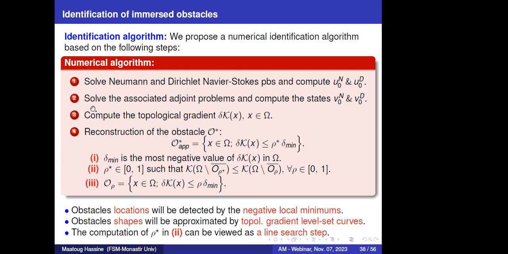In the third step, we compute the topological gradient at each point x of the computational domain. The unknown domain will be approximated by the set of points x in the computational domain where the topological gradient is less than rho star delta mean, where delta mean is the most negative value of the topological gradient in omega.